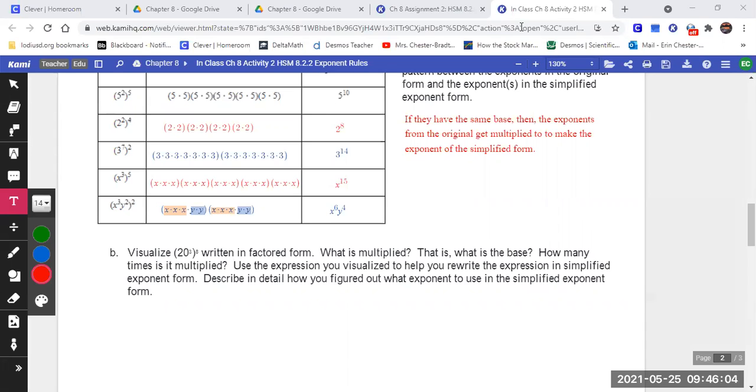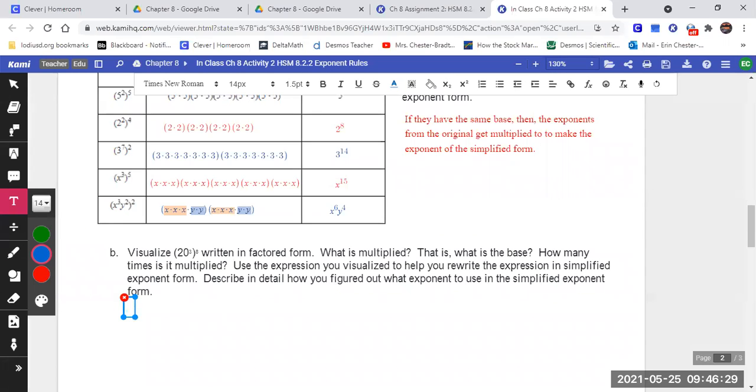Okay. So we're not going to do this expanded form, right? It says to visualize, which means we don't write it on the paper. But we do need to explain what is multiplied, what is the base, and how many times it is multiplied. Okay, so we have to start there. What is being multiplied? What is the base? And how many times is it being multiplied?